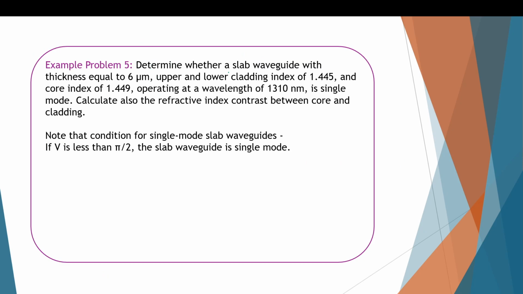planar waveguide also. Determine whether a slab waveguide with thickness equal to 6 micrometers, cladding index of 1.445 and core index of so much. These values are again for silica only, operating at the wavelength of 1310 nanometer is single mode. Calculate also the refractive index contrast between core and cladding. And for the case of single mode slab waveguides, the V has to be less than pi by 2 for the slab waveguide to be single mode.